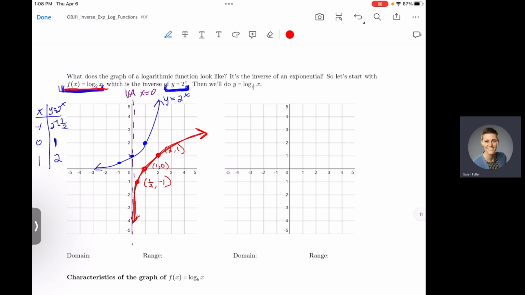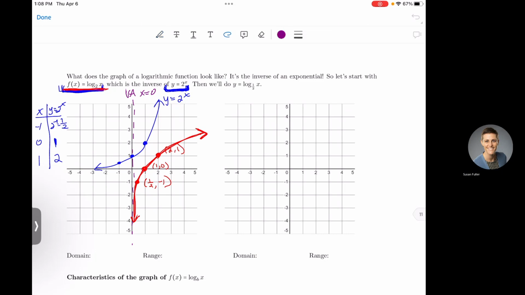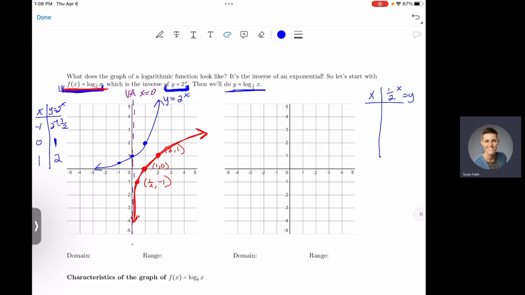Now, what if I wanted to graph y equals log base 1/2 of x? Well, I'm going to start with the exponential function, which is 1/2 to the x power. This is my exponential function that's the inverse of this logarithm. And I know how to graph this. It's easier to find points here. So I'm going to start with these.